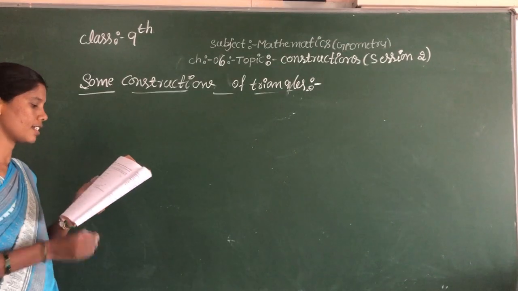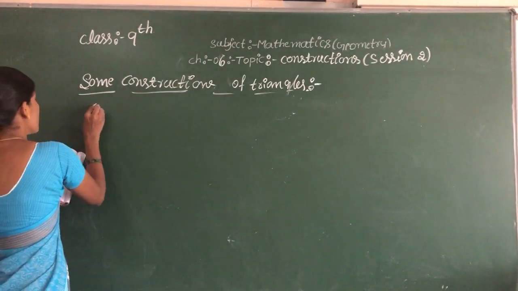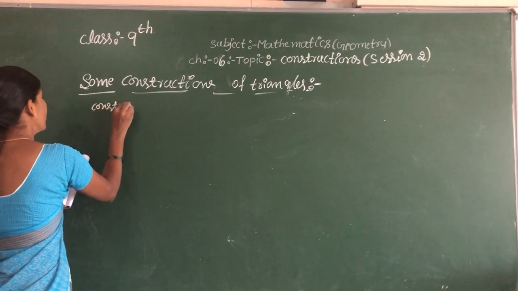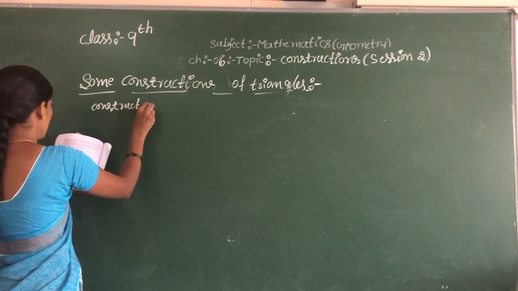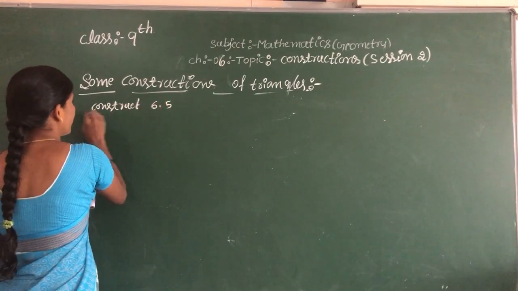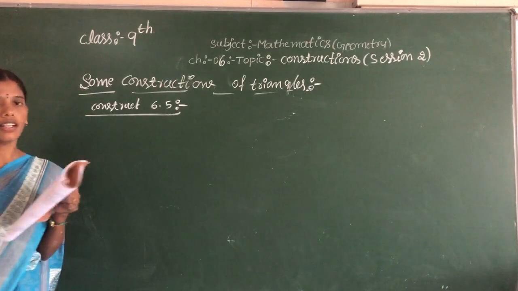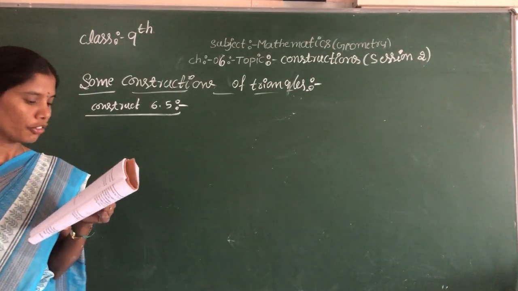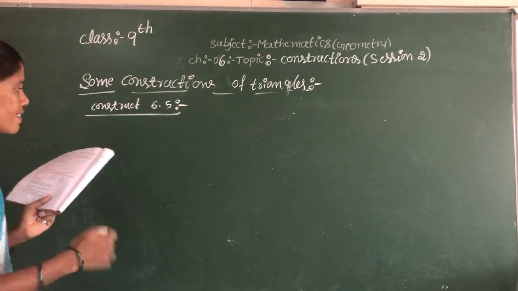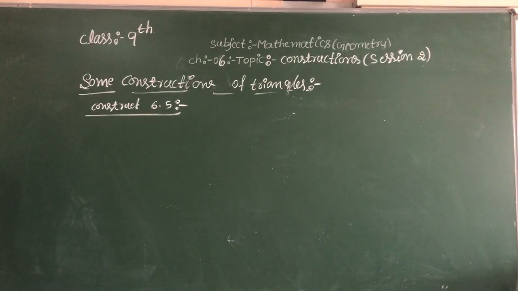Steps of construction. Construct 6.5. Okay children, construct 6.5. Okay, so base we should take, children.